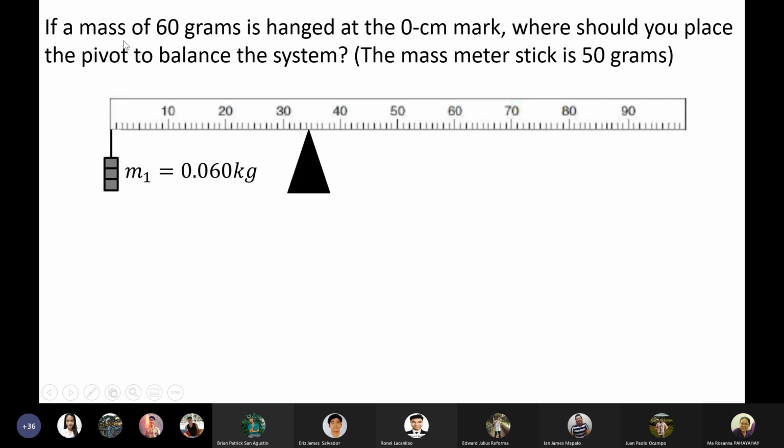Okay? So, if the mass of 60 grams daw is hung at the 0 mark of our meter stick, where should you place the pivot to balance the system? Okay? In your lab, you do this, kung hindi pala lab, kung gagawin nyo to on face-to-face laboratory, actually, i-check nyo siya, parang tatansyahin nyo lang kung nasaan yung inyong center of mass.